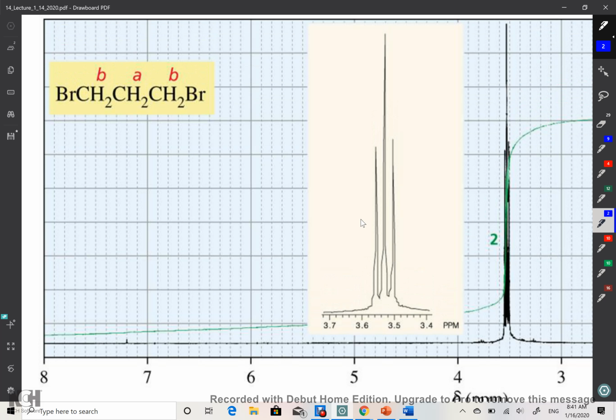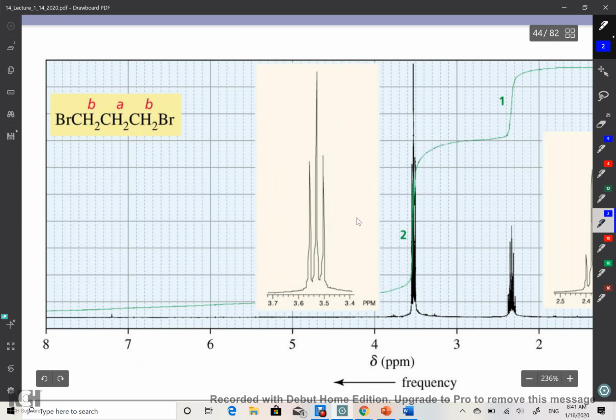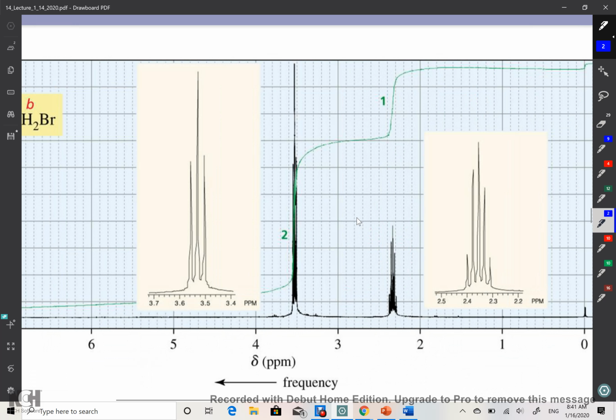And the signals are labeled A and B. The B protons are chemically equivalent. They have the same chemical environment. Because B is next to bromine, the proton B will be deshielded. So over here we'll have a signal responsible by B, and over here we have a signal responsible by A. Does that make sense? In terms of integration, the integral follows a ratio of 1:2.